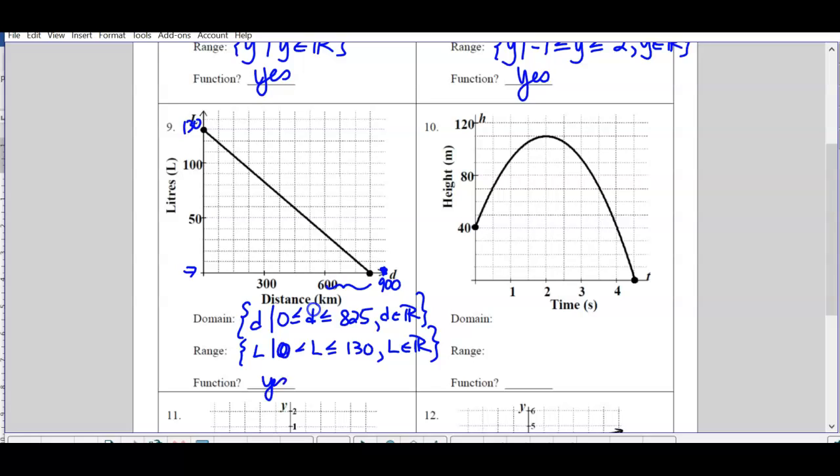Okay, next application. Domain is T, it's continuous, so I have to have my T, vertical line, and again, no arrows, so the smallest T value is 0. The biggest one, well, let's check the scale. 2 grid units for every 1 second. So this would be 4.5 seconds. So I'm going from 0 to 4.5, T in between.